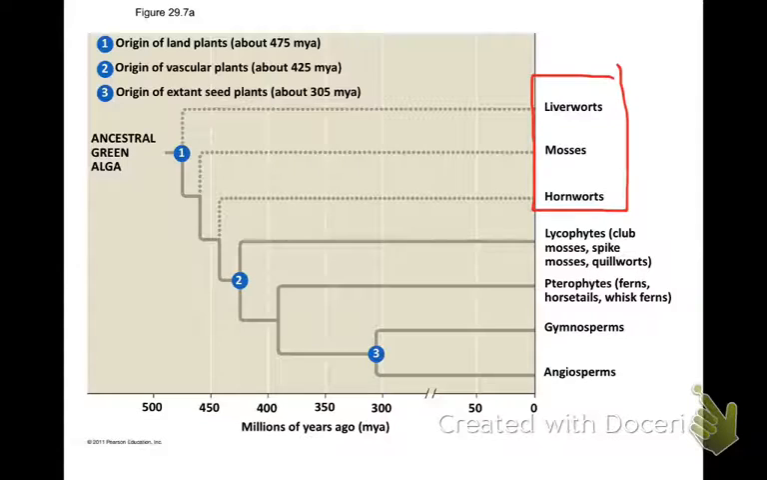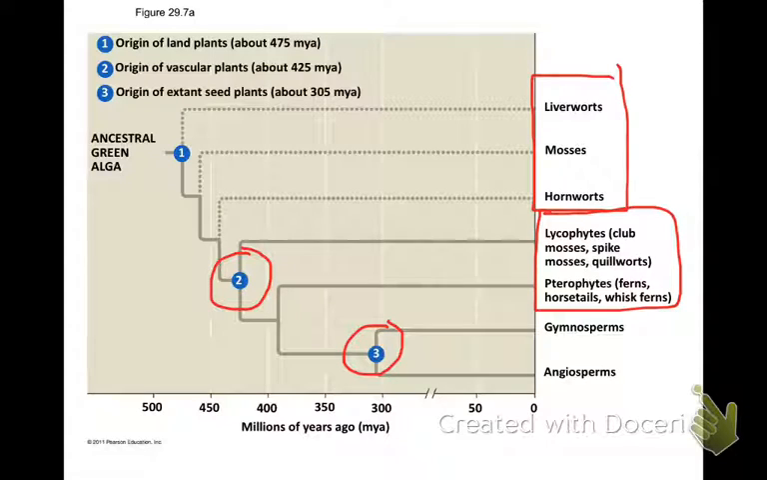475 million years ago. Then the next major evolutionary adaptation that arose was the origin of vascular tissue, about 425 million years ago. And that gave rise to the seedless plants. So these are the lycophytes and the pterophytes. And then about 300 million years ago, seeds evolved. And we have two main classes of seed-bearing plants. We have the gymnosperms and the angiosperms.